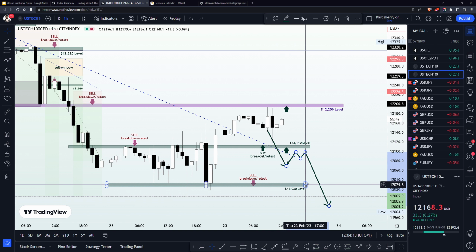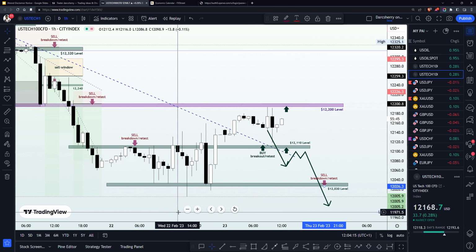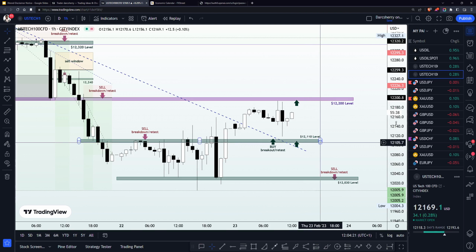And if a further breakdown of the $12,030 level happens, we want to be welcoming an additional position to that existing trade. So I wish you best of luck on the US tech as well.